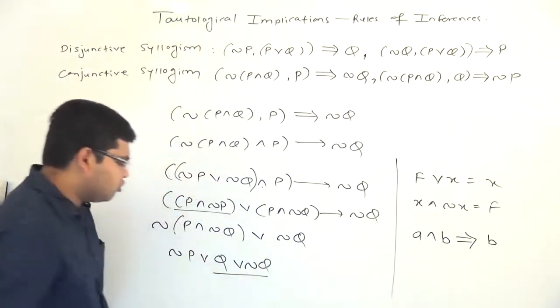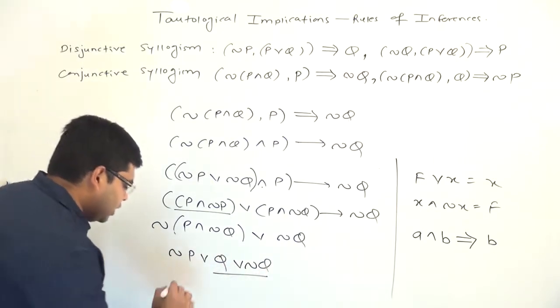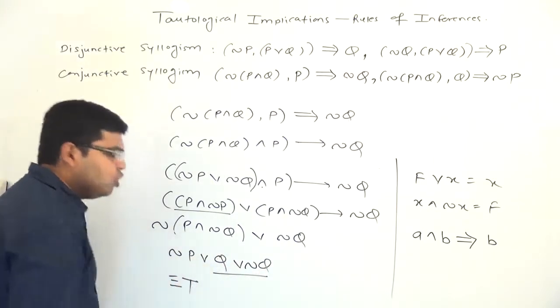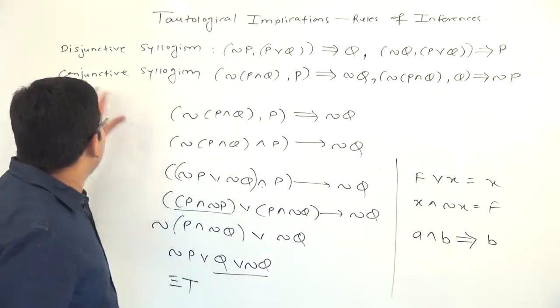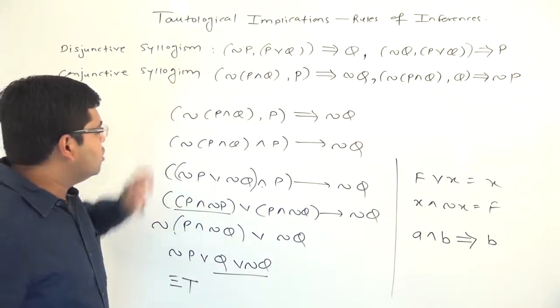Now Q or negation of Q will become true, and true or anything always comes out to be equal to true. So like this we have proven the formula for conjunctive syllogism.